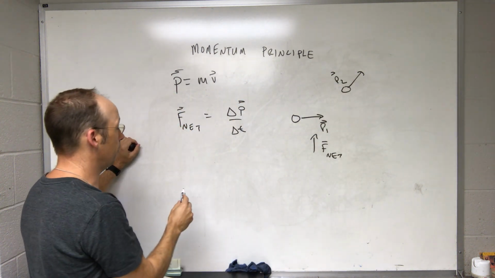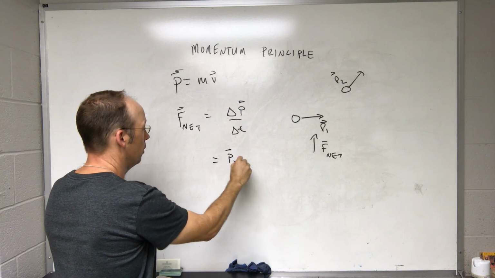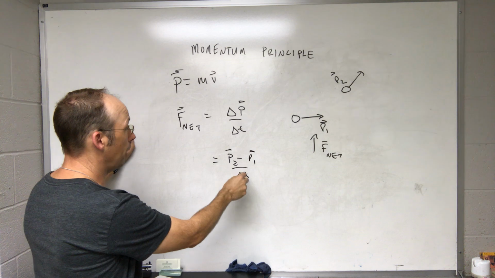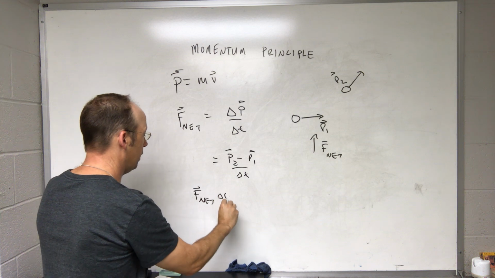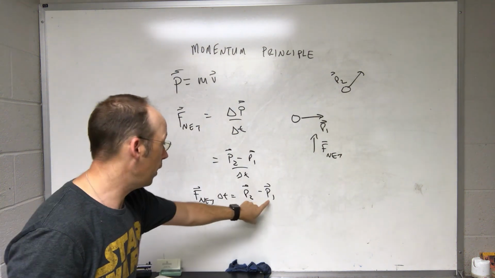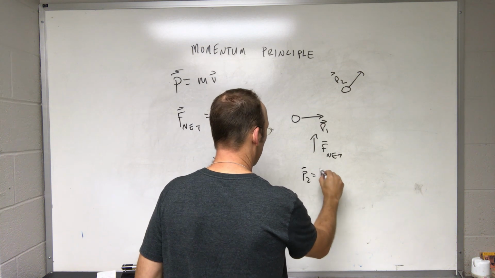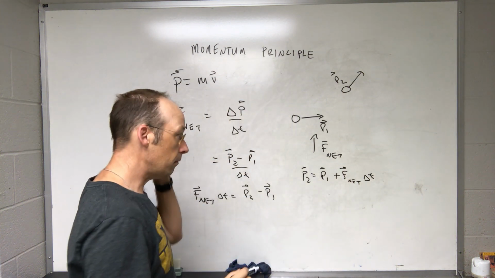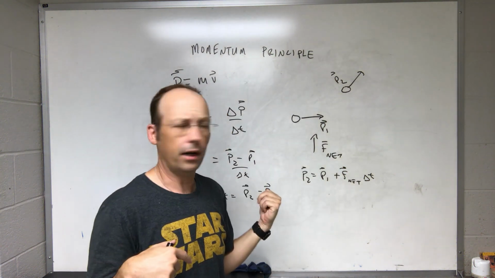So let's just use the momentum principle and solve this for P2. F net equals P2 minus P1 over delta T. That's the same thing as change in momentum. I can multiply both sides of this equation by delta T, and I get F net delta T equals P2 minus P1. Yes, these are vectors, don't forget. Now I can add P1 to both sides, and I get the following: P2 equals P1 plus F net delta T. So now I can find P1, I can find F net. These are all given. I can use that to find P2.